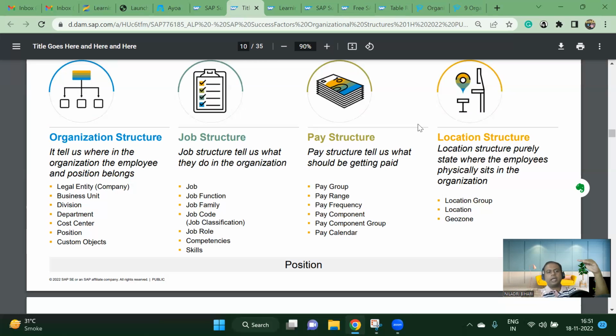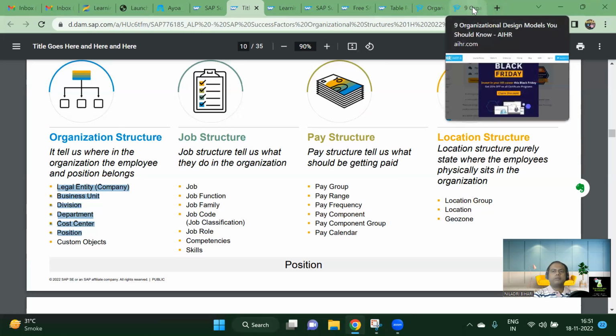Under that company code, we will have business units. Again, you will have different divisions. Divisions will have further departments. Again, they will be mapped to some cost center positions. So there can be different structures, with different entities or components to it. This varies from organization to organization. You can study what kind of structure you're following from the org design models, as I have said.